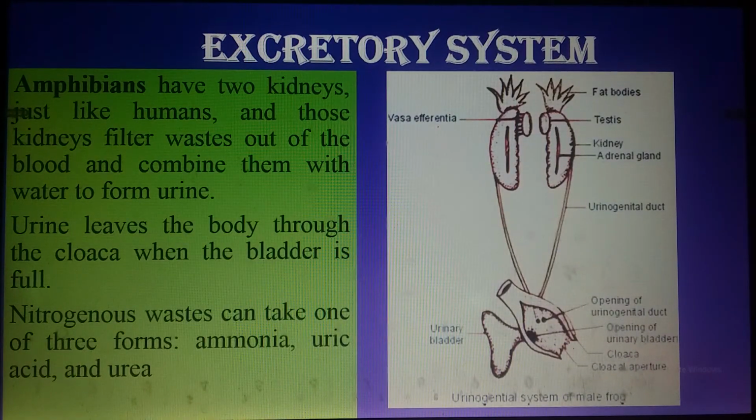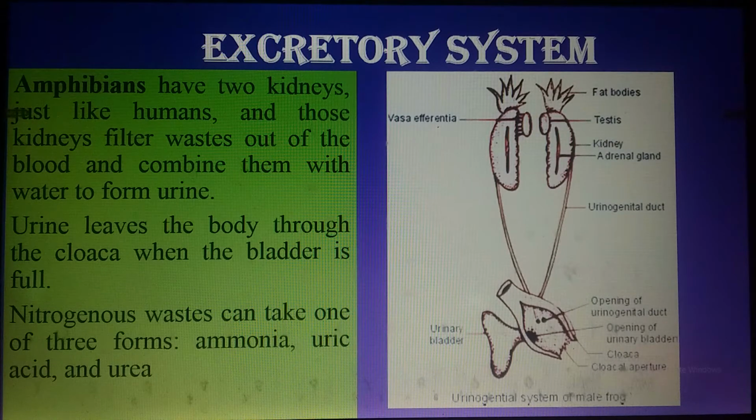Now the excretory system. Amphibians have 2 kidneys, just like humans. We know that the function of the kidney is to filter the blood. So it filters the blood here, and urine leaves the body through the cloaca. As I have discussed, the cloaca is that organ which shares the digestive, excretory as well as reproductive functions.